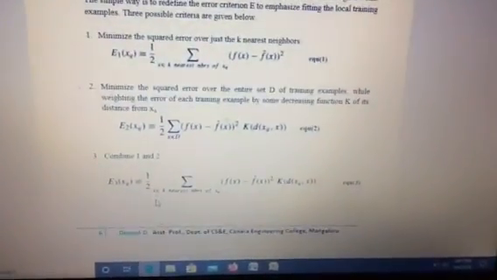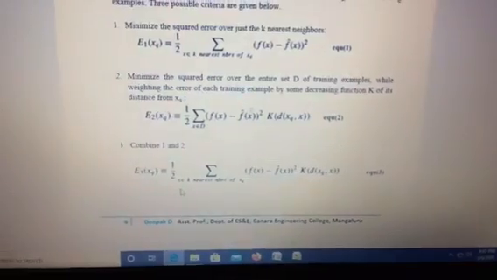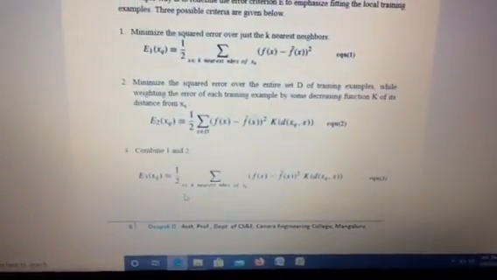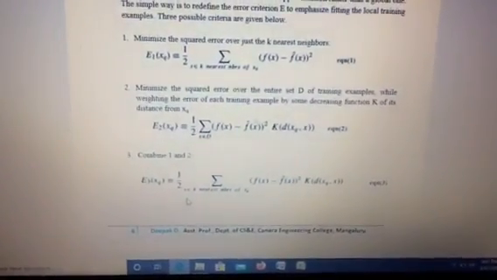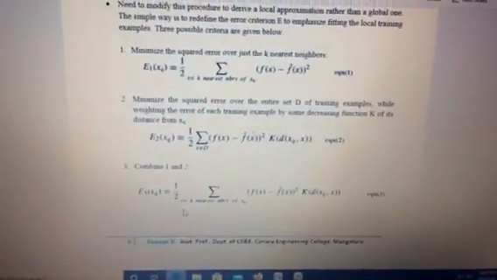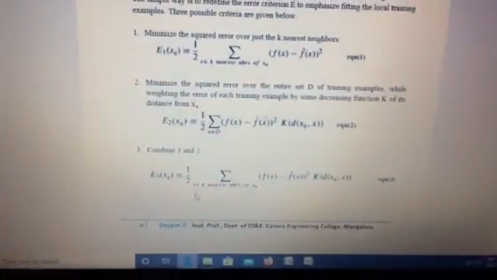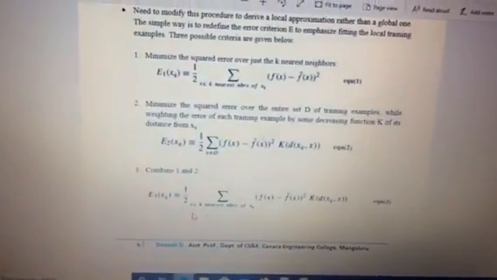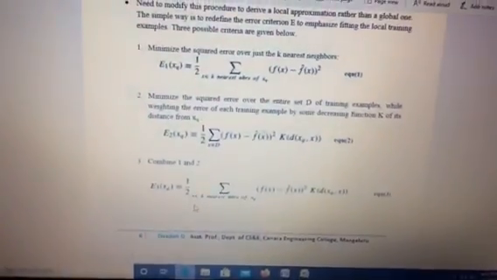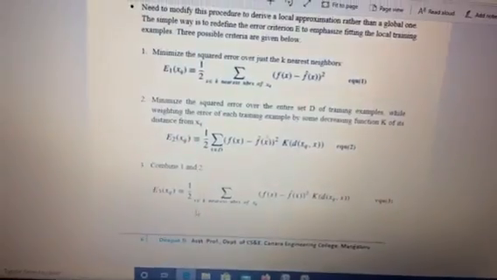Here we are going to use the kernel function. Why are we going to use the kernel function along with a regression? The kernel function is used in order to smooth out the data points. Smoothing of the data points is performed.